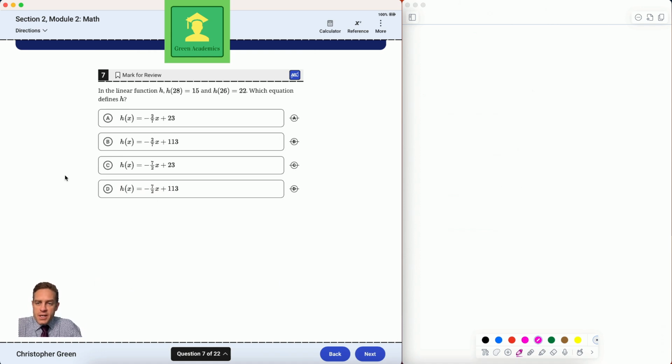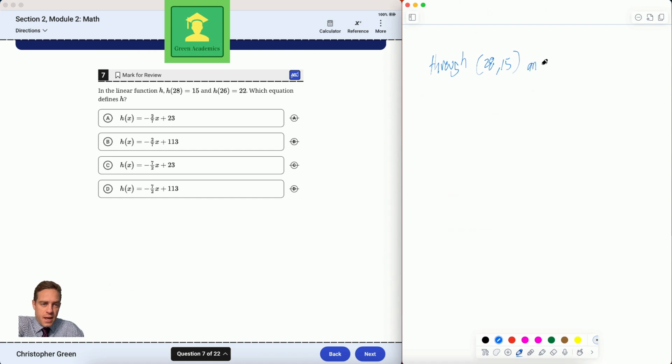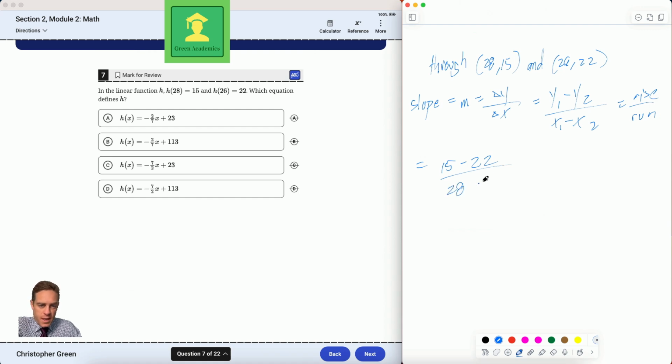In the linear function, h of 28 is 15 and h of 26 is 22. So you're looking at a line that goes through the 2 points 28 comma 15 and 26 comma 22. So the first thing to find is the slope, which is m, which is the difference in y's over the difference in x's, which you can write as y1 minus y2 over x1 minus x2, which a lot of people write as rise over run, which here would be 15 minus 22 over 28 minus 26, which is -7/2.